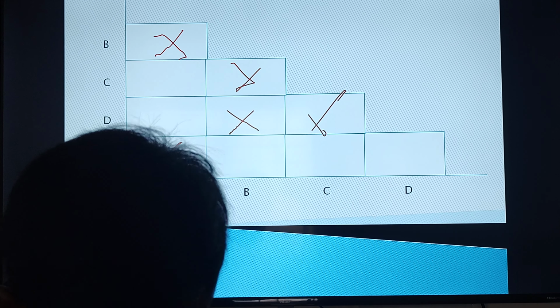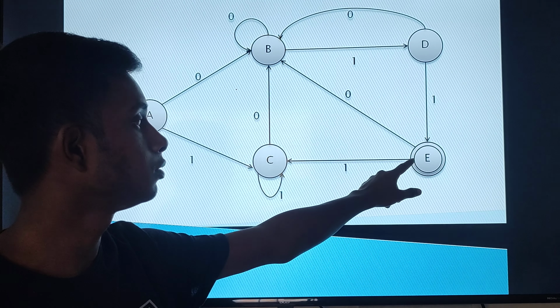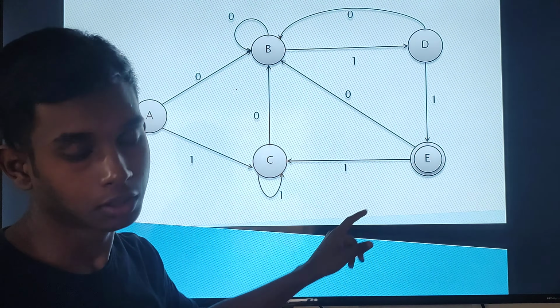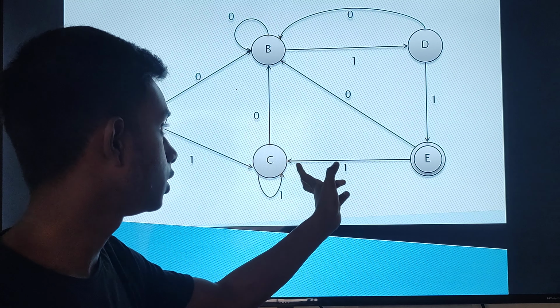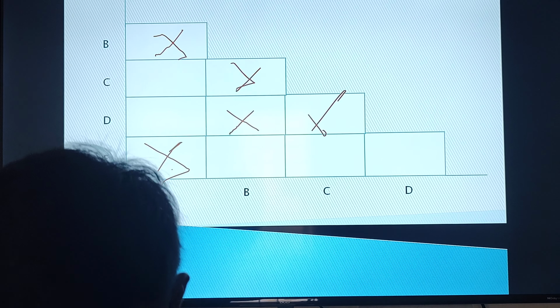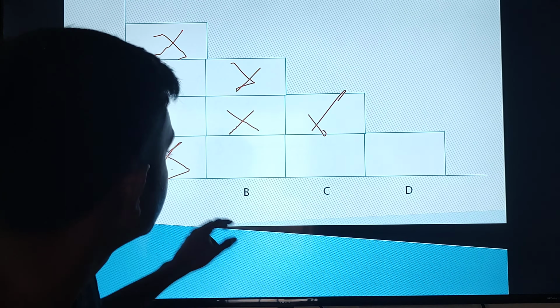Now since E is the final state, anything relating to the final state E will be marked in the transition table as well. So mark all these lines.